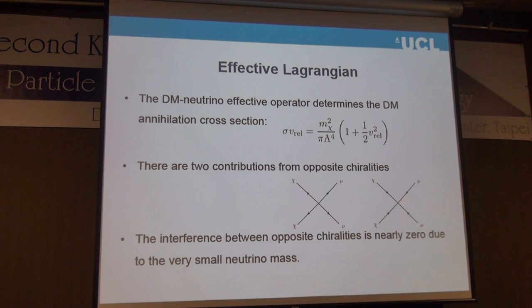Okay. Now let's look at the dark matter annihilations, right? We have four fermion interactions, so there are two contributions from different chiralities. So you can compute the cross section from these simple diagrams. One thing I want to emphasize is the interference term between these two is actually zero, because it involves chirality flip, so it's proportional to mass on both initial state and final state. But because the final states are neutrinos and they are nearly massless, the interference is zero.